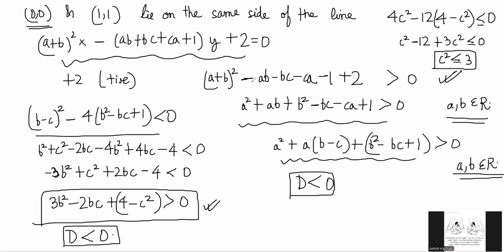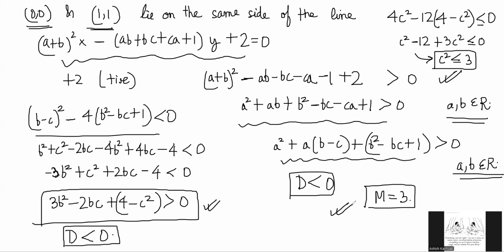So c square is less than or equal to 3 is coming as the condition for the 2 points (0, 0) and (1, 1) to lie on the same side of the line. Now in the question they had said, let m be the max value of c square for which this is true. So the max value of c square is clearly 3, right? So m comes out to be 3 for us. So that concludes the first part of the problem.